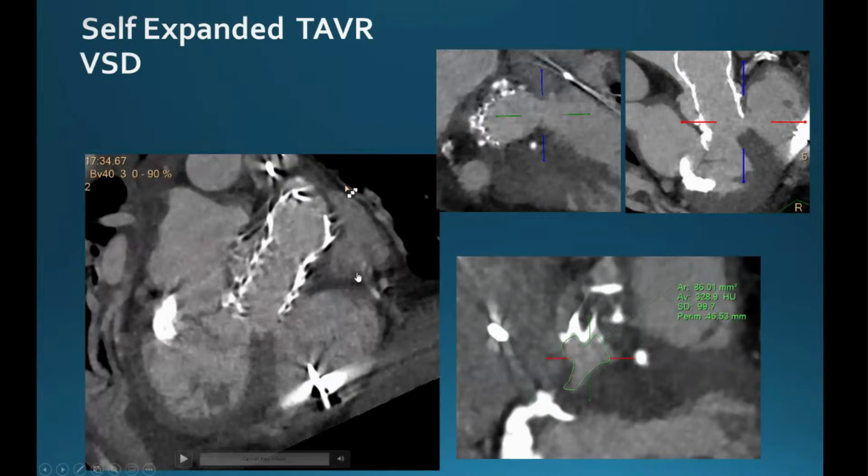Okay, this is one of the other very unusual complications. It's a lady who came back with heart failure symptoms, and the most likely explanation was that the patient ended up having a VSD, likely because the metallic frame of the prosthesis eroded through the interventricular septum, causing the VSD.